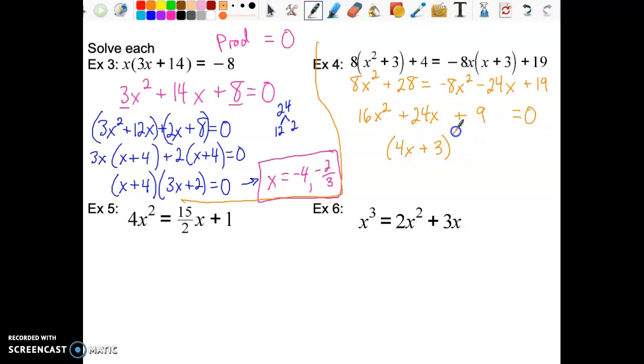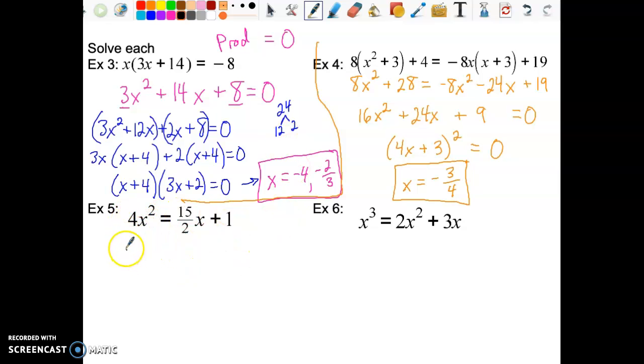Is 4x plus 3. And instead of writing 4x plus 3 twice, I can write it once squared. Now, technically, there are still two answers. It's just that negative 3/4 happens twice. I know I did that one really fast, so feel free to pause, work through it, and if you still have a question, please email me or bring it to class.